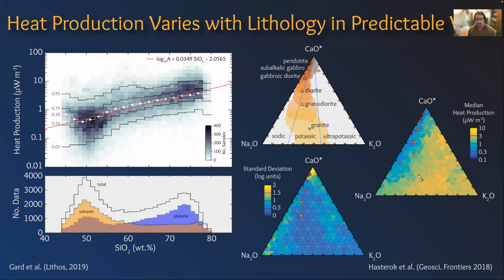Now, like I said, it's not just SiO2 that affects the heat production, it's also some of these more alkali type trends. So if I go from more sodium rich to more potassium rich, I also tend to increase the amount of heat production in the rocks. And that includes even rocks that are closer here to these more mafic compositions.